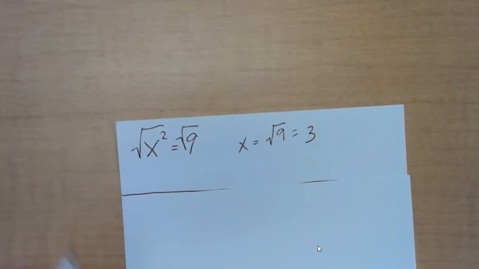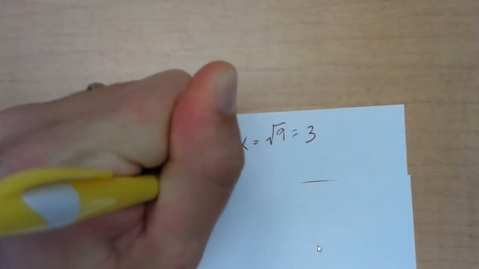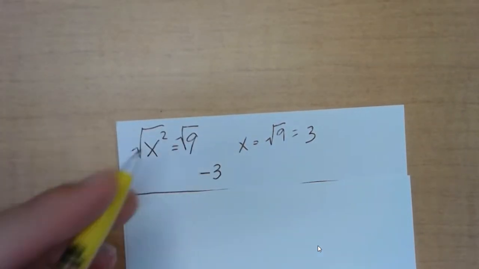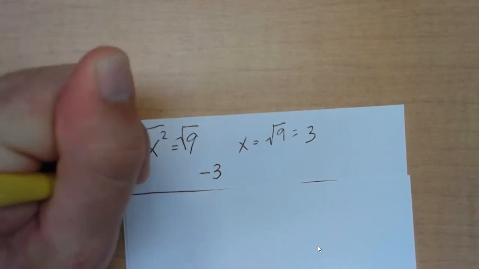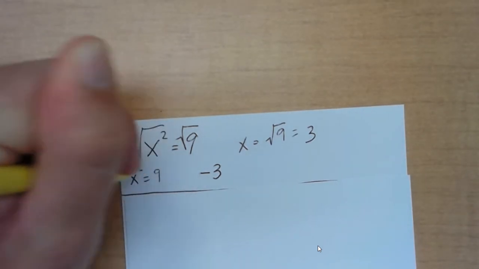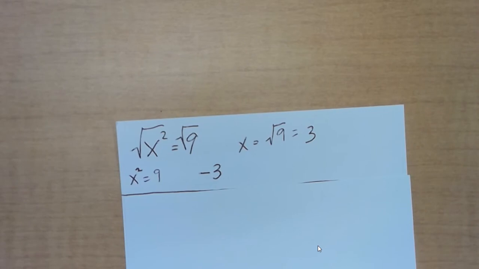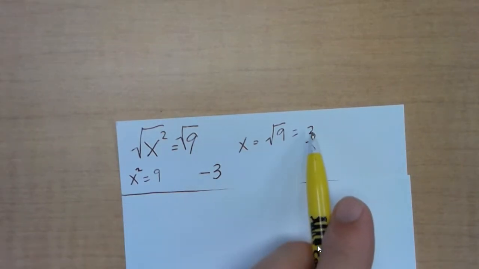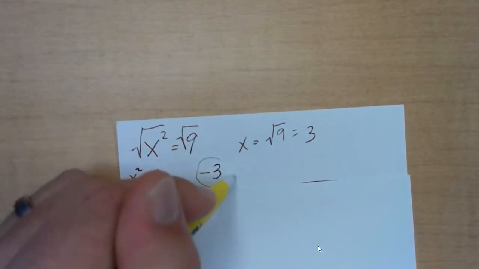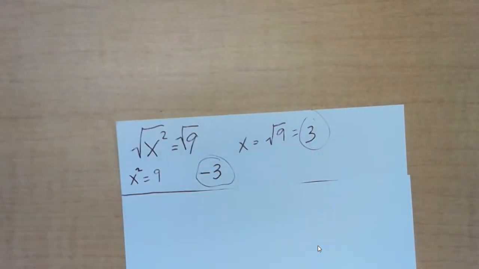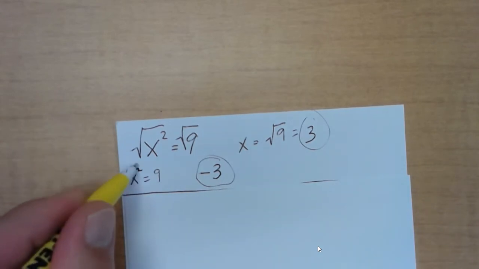What if I had negative 3? Wouldn't negative 3 work in this equation here? Again, the original equation, x squared equals 9. Negative 3 times negative 3 is 9, and 3 times 3 is 9. So both of these answers should be possible. And that's just all due to the fact that when you square a negative number, it becomes positive.